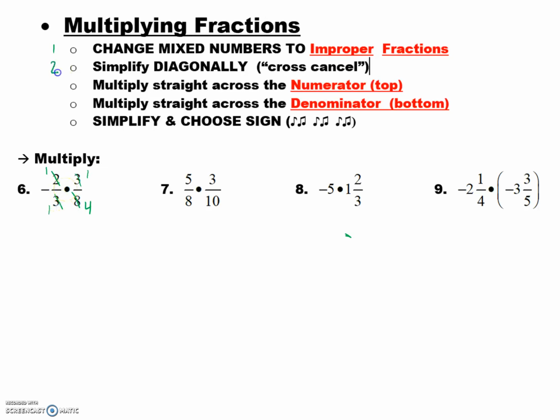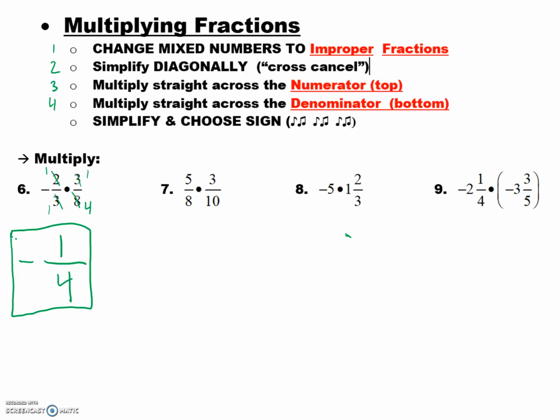So that's done. Now we want to multiply straight across the top. So straight across the top, 1 times 1 equals 1. Now we want to multiply straight across the denominator. 1 times 4 is 4. And now we need to simplify and choose the sign. Same sign, positive, different sign, negative. 1/4 is our answer to this problem.